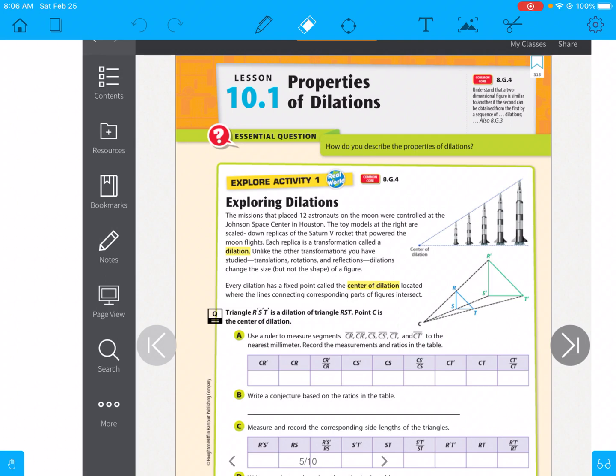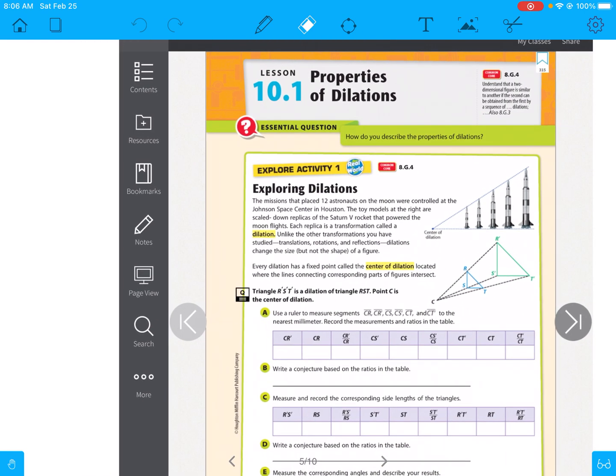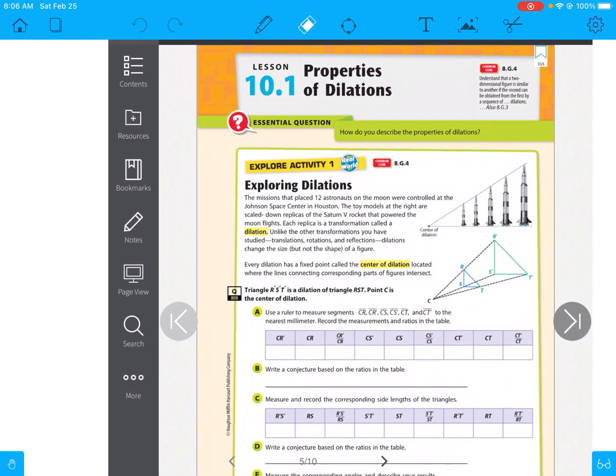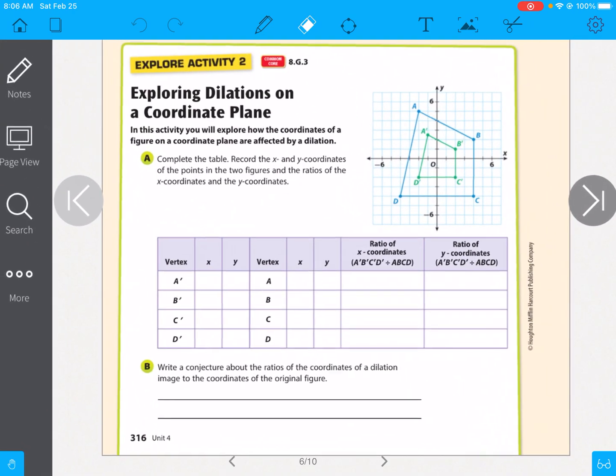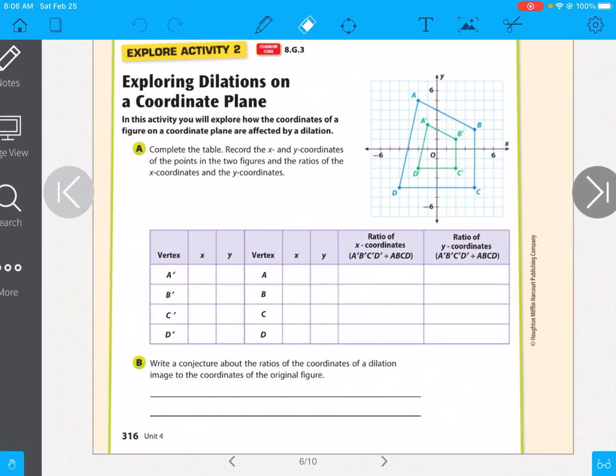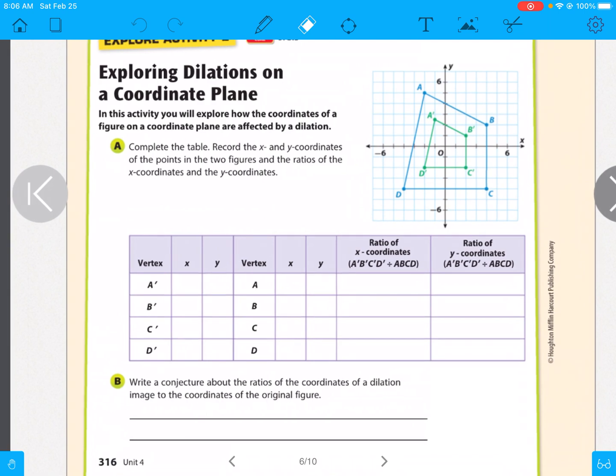Hello, this is Mr. Roush teaching you Module 10.1, Properties of Dilations. Our essential question is, how do you describe the properties of dilations? So what we're going to do is skip over to page 316, and we're going to first look at exploring dilations on a coordinate plane.